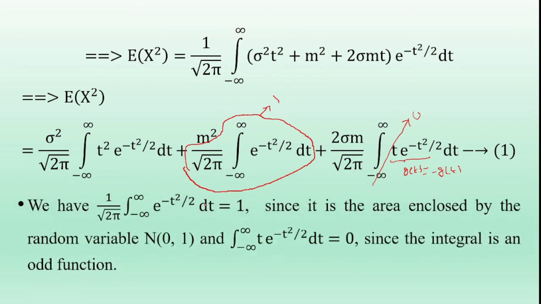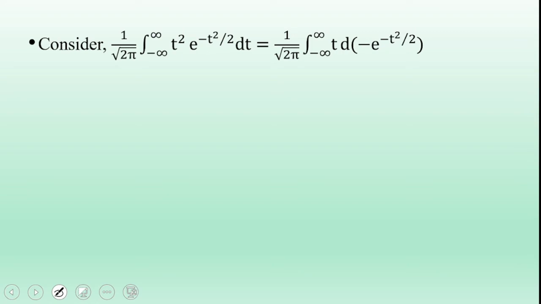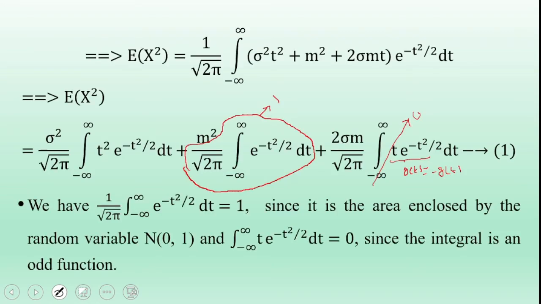So therefore, from equation 1, the remaining expression is expectation of x square is equal to sigma square by square root of 2 pi integral minus infinity to infinity t square e power minus t square by 2 dt plus m square. So separately calculate the value of integral minus infinity to infinity t square e power minus t square by 2 dt.